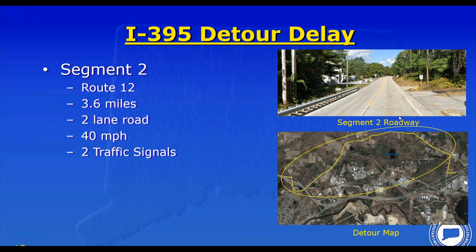The second segment is pretty standard 2-lane rural highway. So we just make it 1 segment. Here's a photo of the segment: 2-lane highway, speed limit of 40 miles per hour, 3.6 miles with 2 traffic signals.